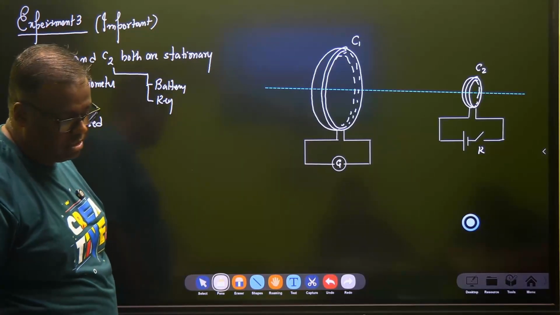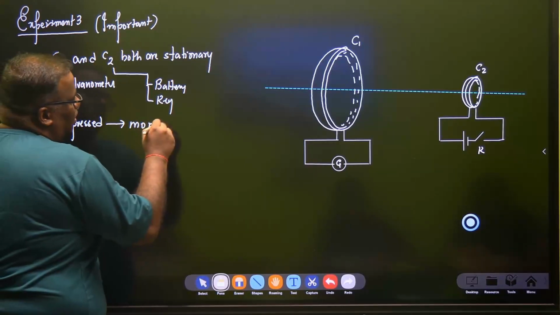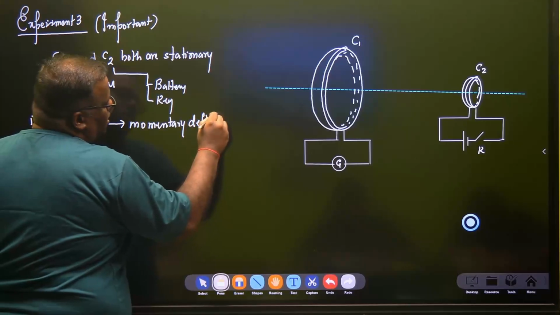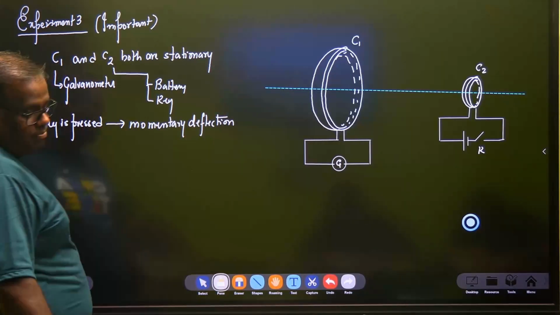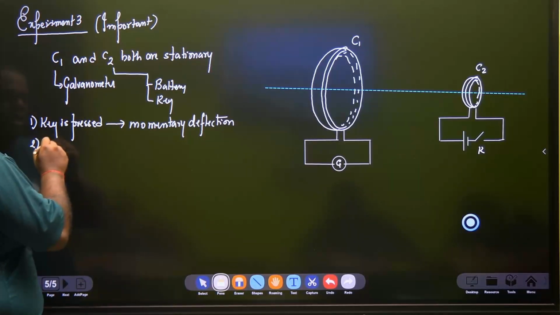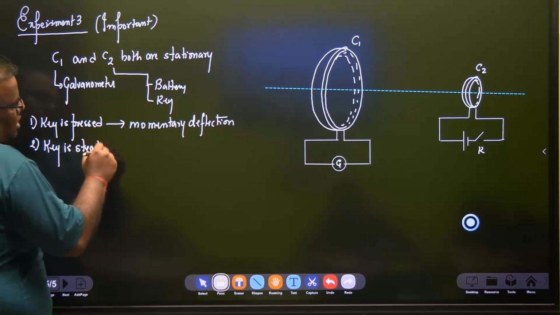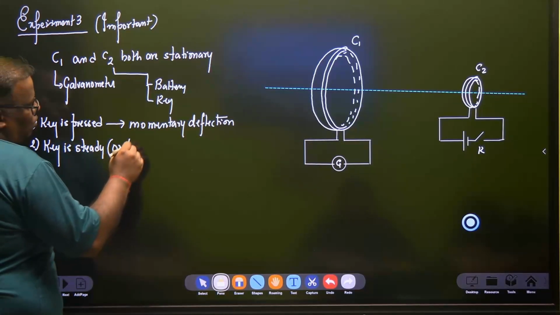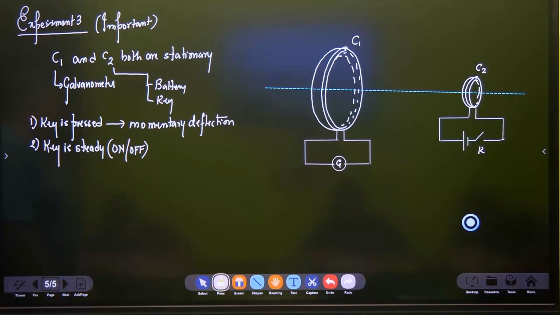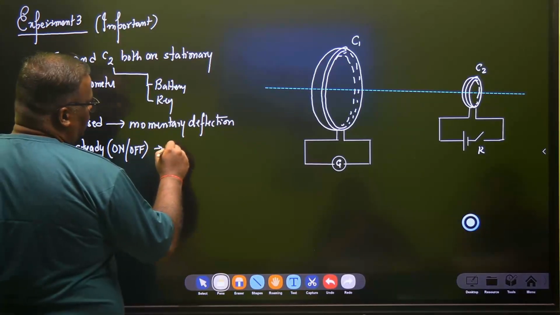Key is pressed, then you find momentary deflection. Key is pressed, you get a momentary deflection. Your second is key is steady. Achha, what do you mean by key is steady? If you are in on position, or if you are in off position, either position, steady. Steady means no disturbing. So here we find no deflection.